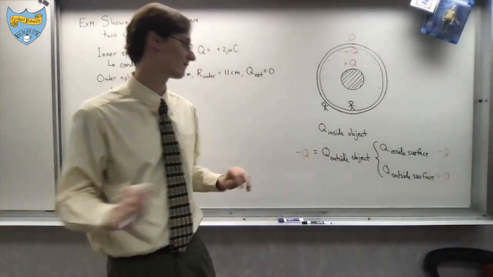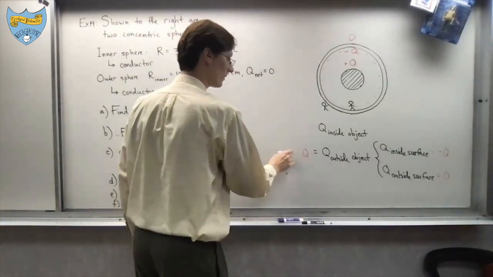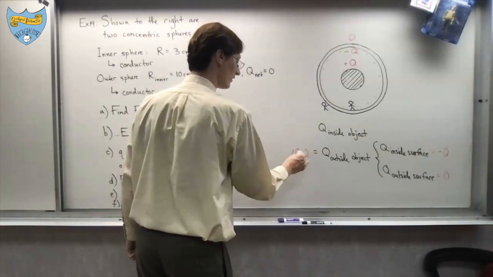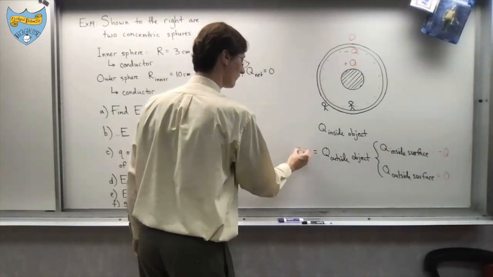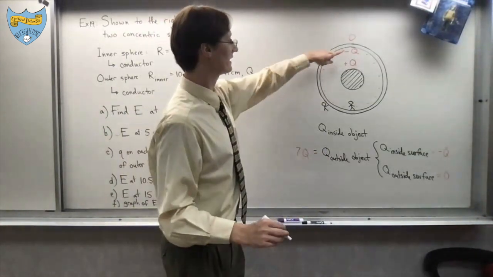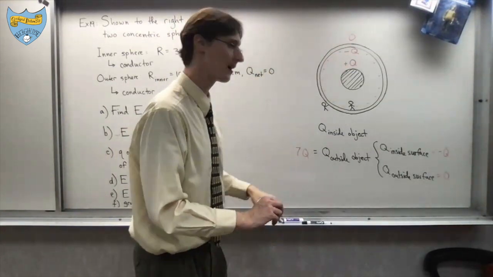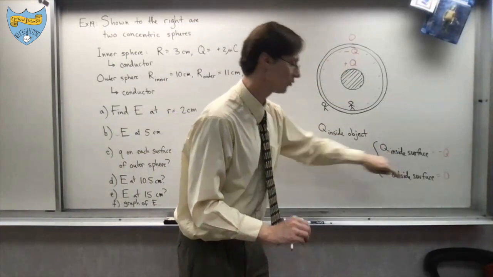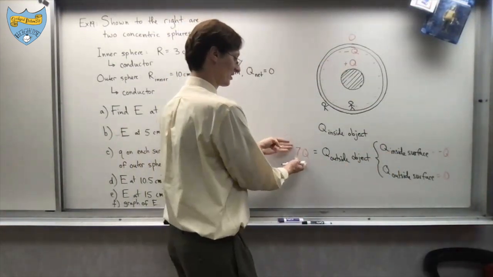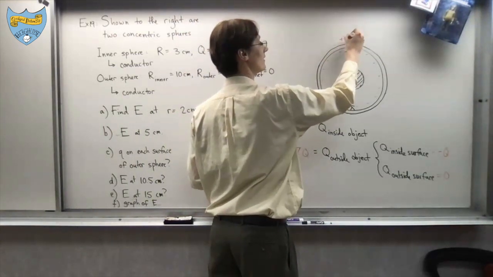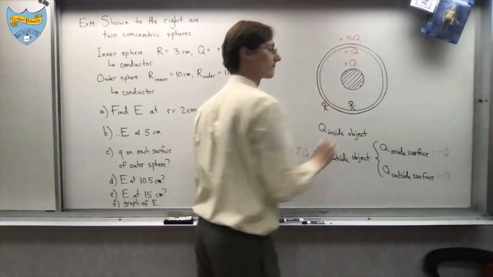I could make up any combination of things here. Say the outside object has a charge of, how about 7Q, not 70, 7Q. If the inside surface is minus Q, because it has to be equal and opposite to the inside object, and the two surfaces have to add up to positive 7Q, then the outside surface would be plus 8Q.